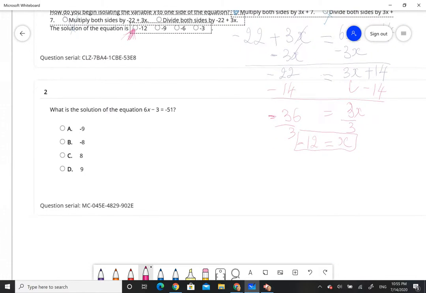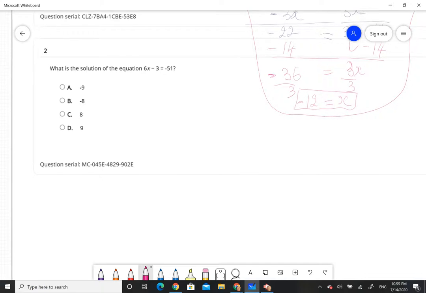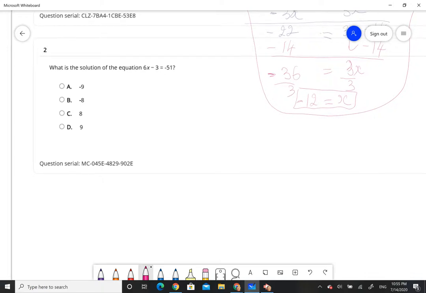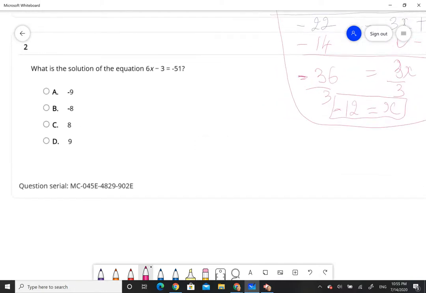Let's go with question number 2. What is the solution to the equation 6x minus 3 equals negative 51, right? So in order to solve this equation, you need first to undo the minus 3 by adding plus 3, right? So this is the equation.